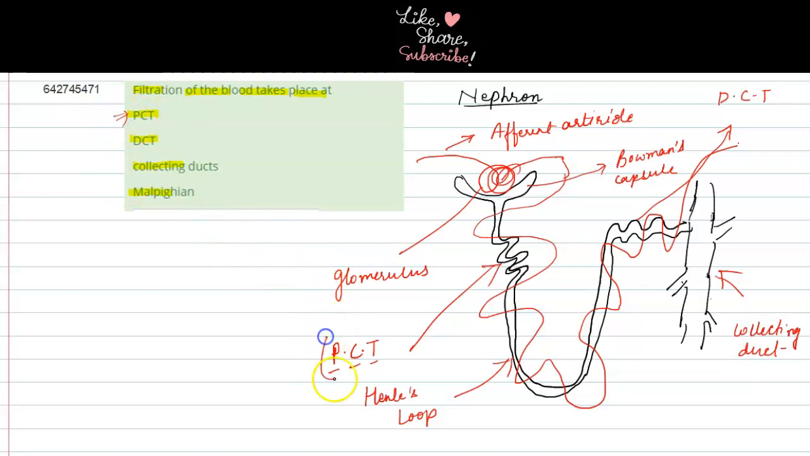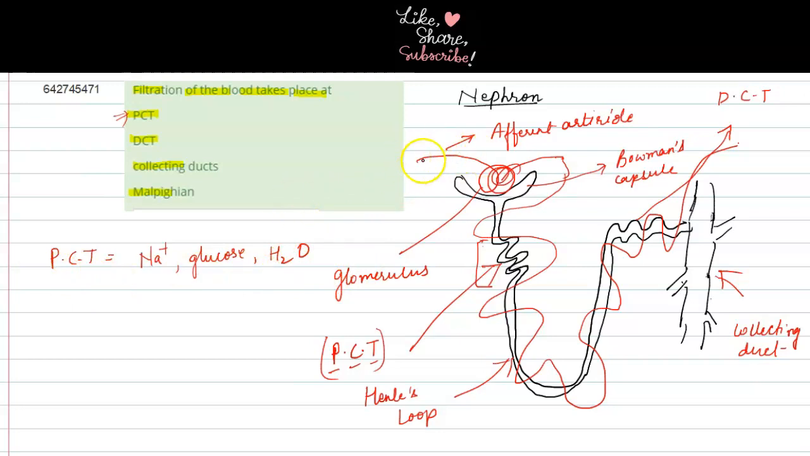The first one is the PCT. Now you see this PCT, which is here, this part is the PCT. This is actually for the reabsorption of sodium and different kinds of ions. So basically it's the sodium ion which gets absorbed along with the nutrients. So you can say that sodium ions will be absorbed, glucose will be absorbed, some amount of water will be absorbed. So yes, this is the function of proximal convoluted tubule.